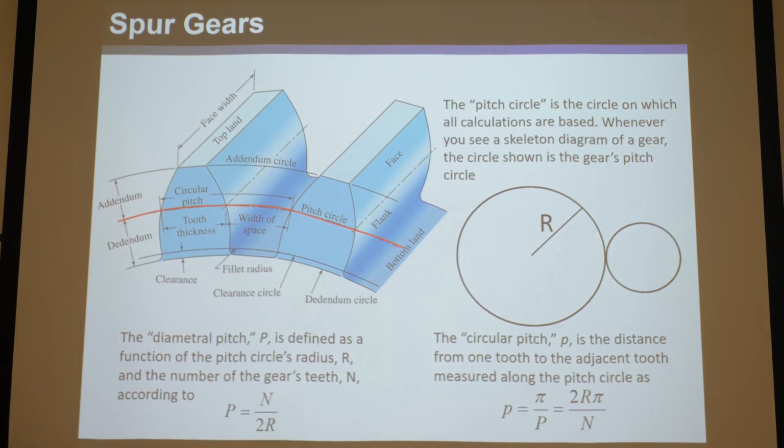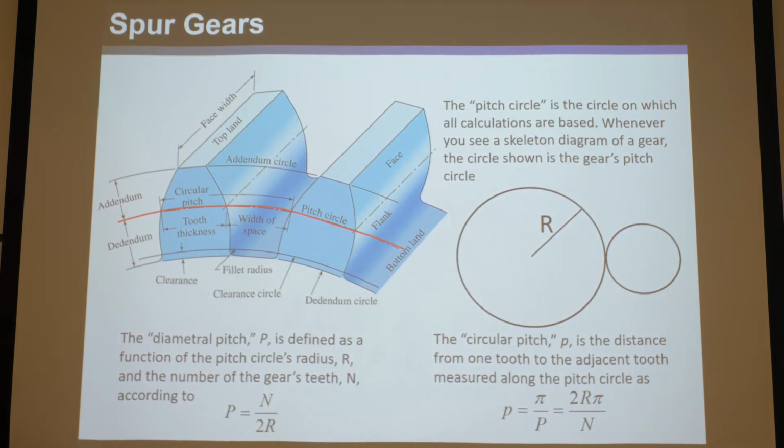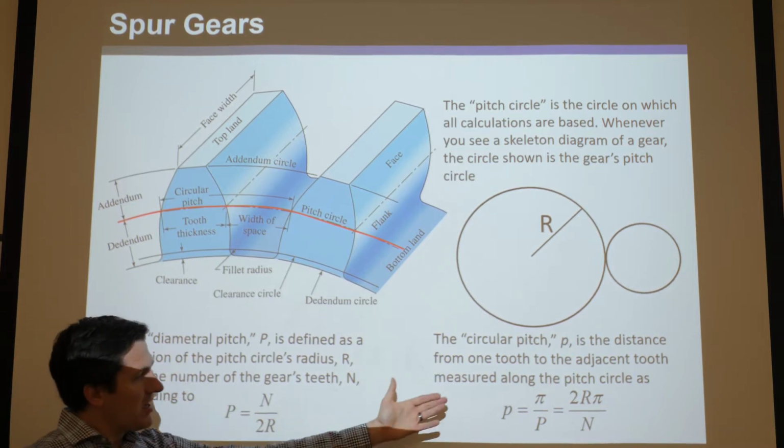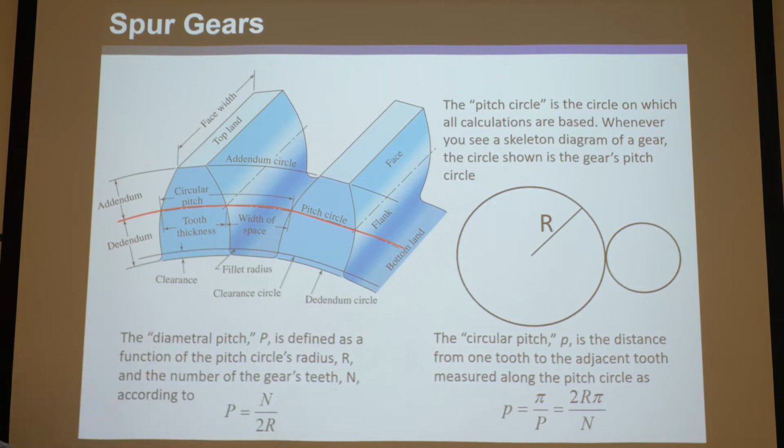It's the distance from one tooth to the adjacent tooth measured along the pitch circle, and it's a function of the diametral pitch according to pi divided by the diametral pitch. And remember, diametral pitch doesn't have much physical meaning, but you can think of it similar to circular pitch. By the way, there's the circular pitch distance.